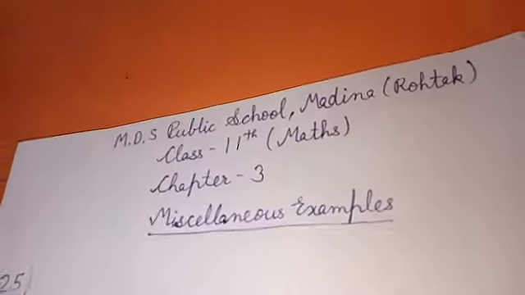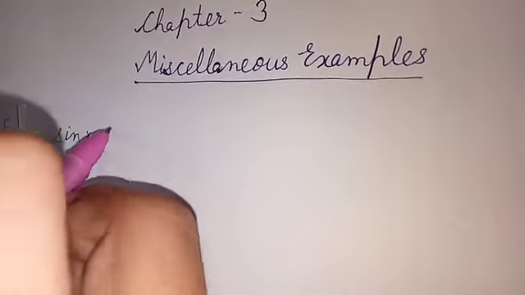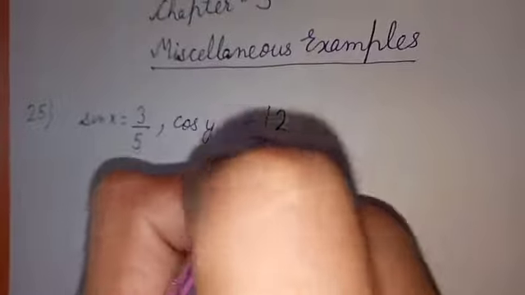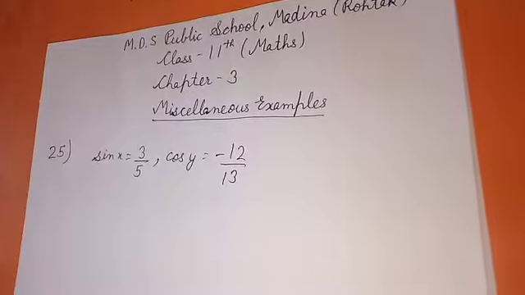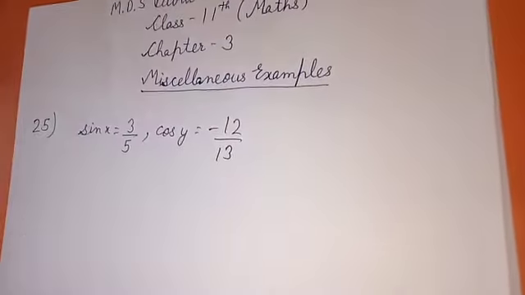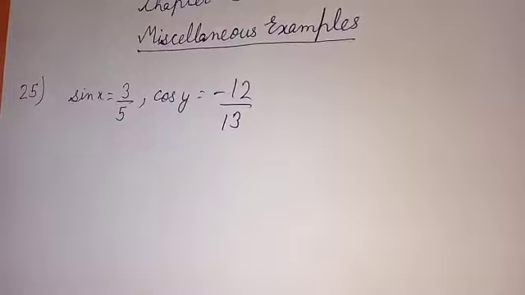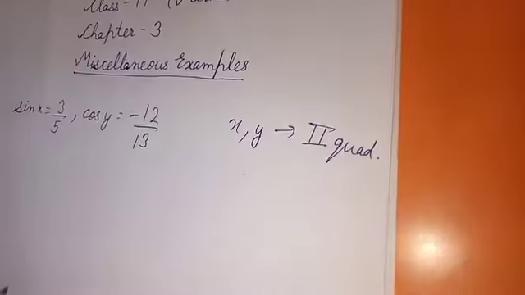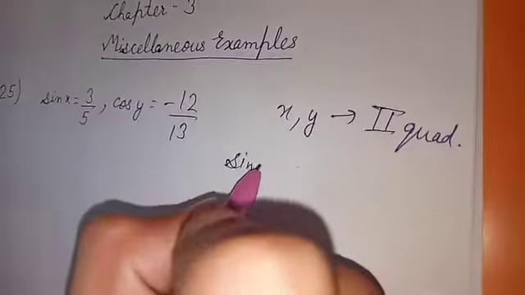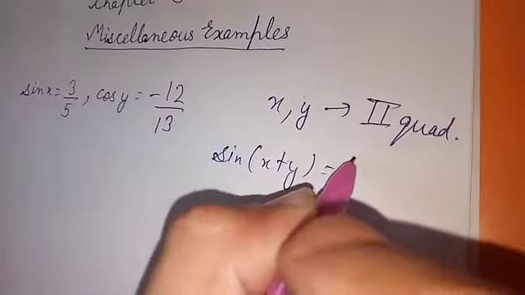It says, if sin x is equal to 3 by 5, cos y is equal to minus 12 by 13, where both x and y lie in second quadrant. Find the value of sin(x + y). Okay, they are saying x and y both are in the second quadrant, and we have to find the value of sin(x + y).